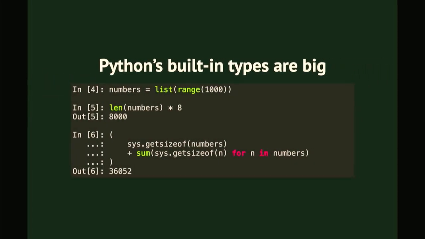If we build a list of numbers in Python, and we say, okay, there's 1,000 numbers here, multiply that by 8, that's how many bytes of memory it should take up. It's 8,000 bytes. But if we add together the size of the list, which is the container, and then the size of all the numbers within it, it's 36,052 bytes. So again, it's about 4 times the size, bit of wastage.